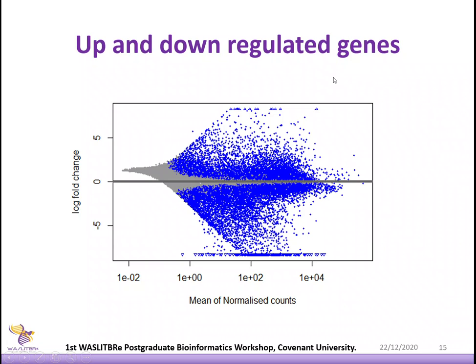We then moved on to MA plots, and this shows the genes that are down-regulated and those that are up-regulated, and those that are neither up or down regulated. They are in the ash color below, and those above zero are up regulated, and those below zero are down regulated.